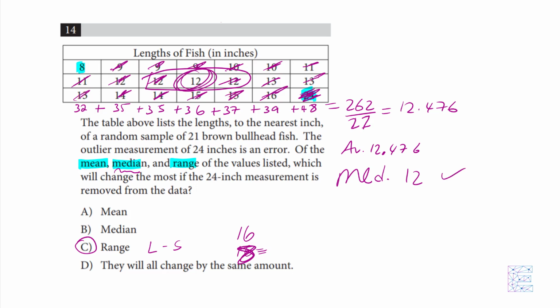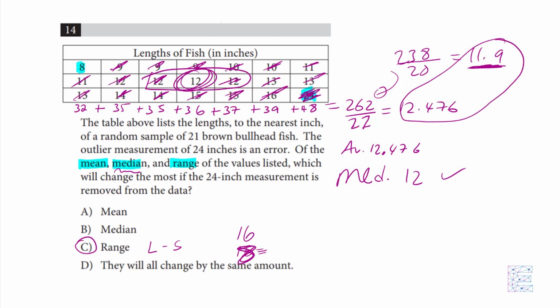The average would change only ever so slightly, and we can prove this. We had 262 with all the numbers. We can subtract 24 from 262 because we're removing the 24 from the data, and you would have 238. And because you remove the 24, you have one number less, so you divide this by 20, and you would have 11.9. So you see this was 11.9 after removing the data point. From 12.476 to 11.9, that's not a big change.